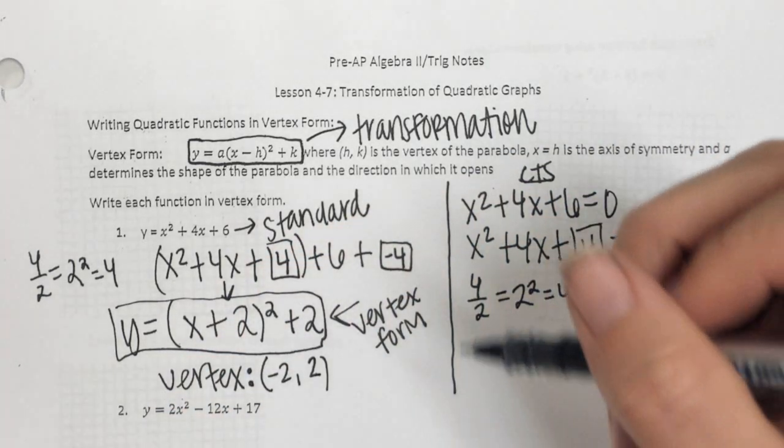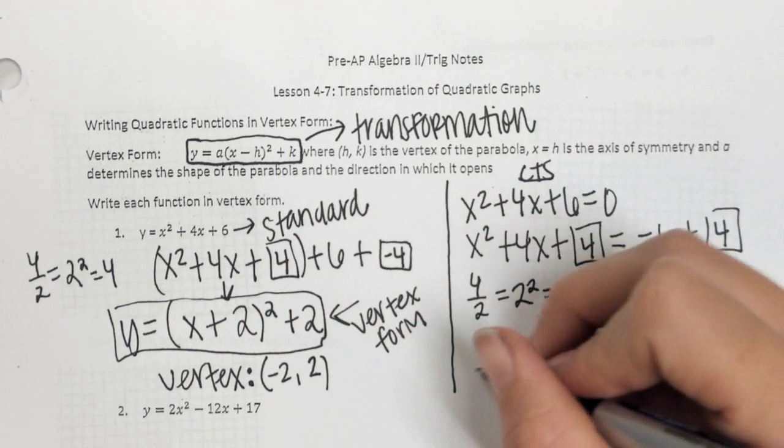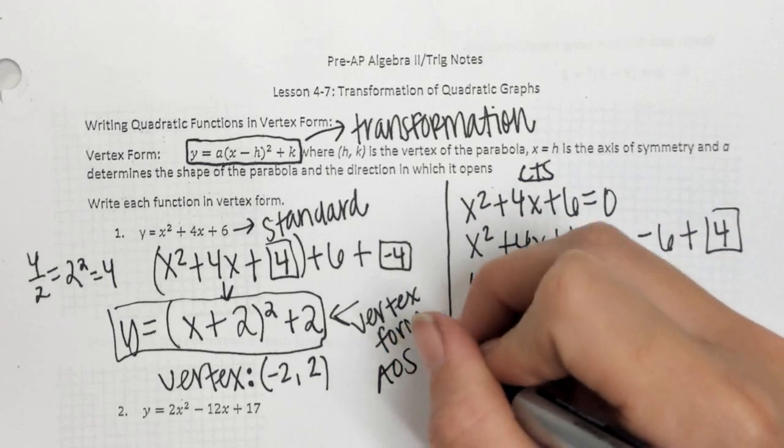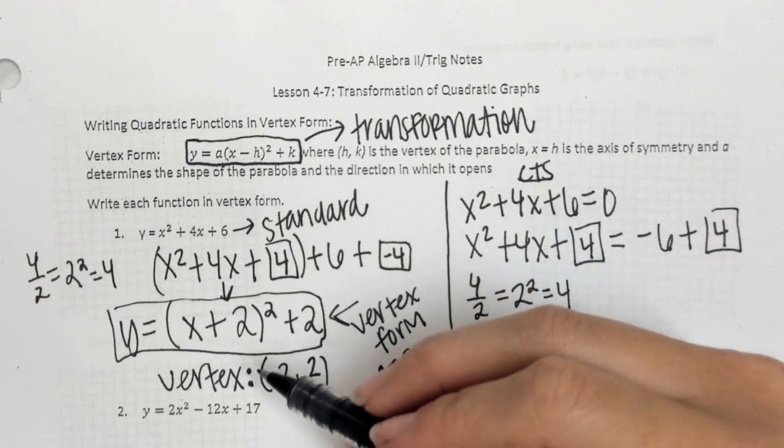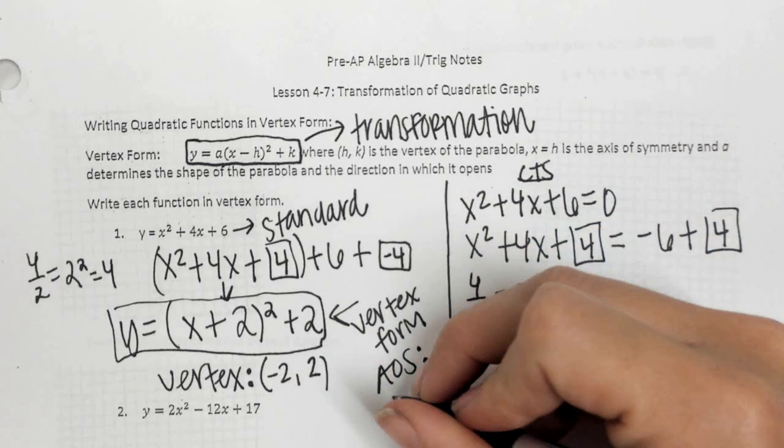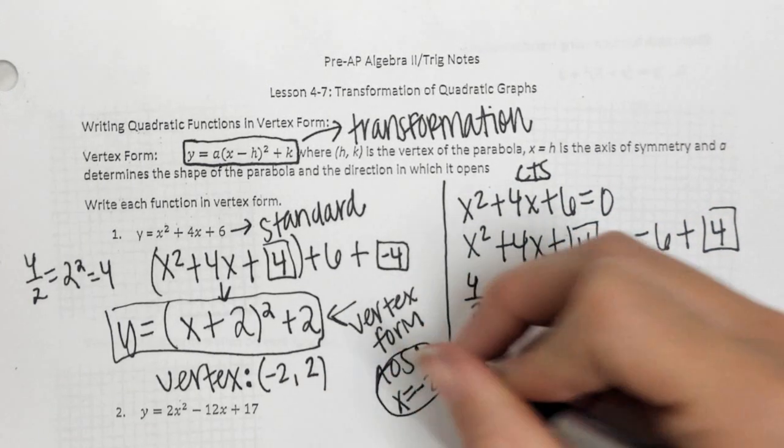That's why it's called vertex form, because you can easily see that that is your vertex. Another thing I want to talk about is the axis of symmetry. Remember, it's the same thing as the x coordinate of your vertex. So our axis of symmetry here is negative 2.